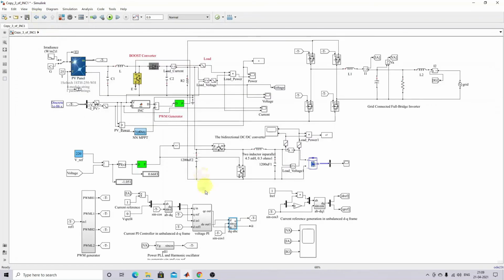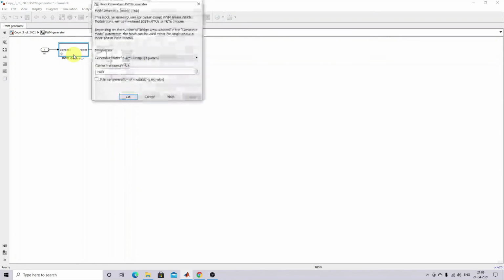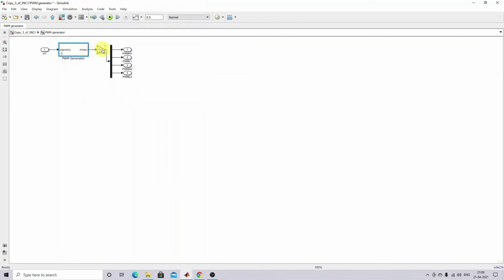After converting DQ to ABC, we have to use only the phase A component. We don't use any phase B component to generate the pulse. You just take only the phase A component. This component is going to be connected here. So this is the control voltage. Here it is processed via the PWM generator, the 4 pulse PWM generator, and here I'm going to consider the carrier frequency as 7,500. Okay, so it will generate the pulse.